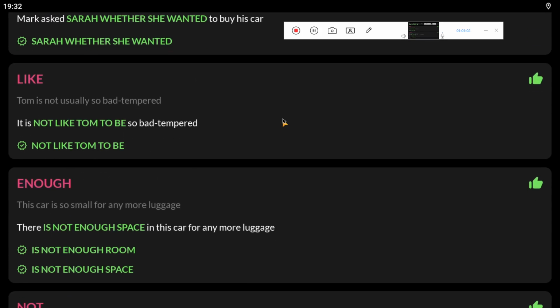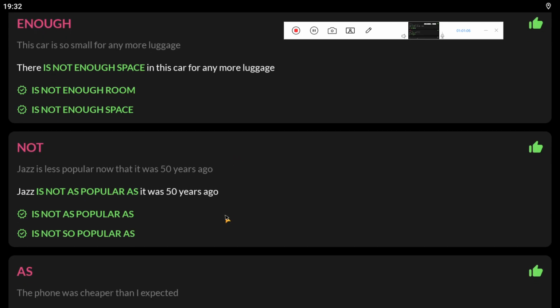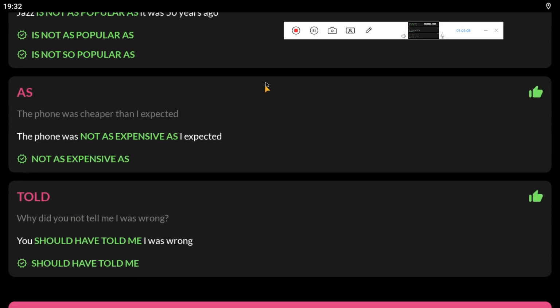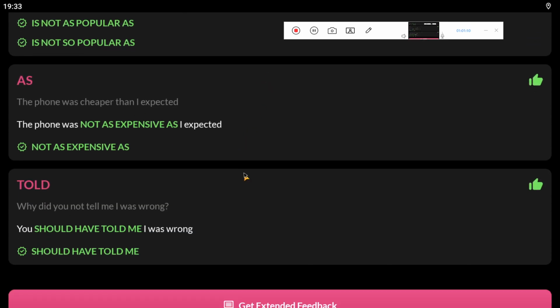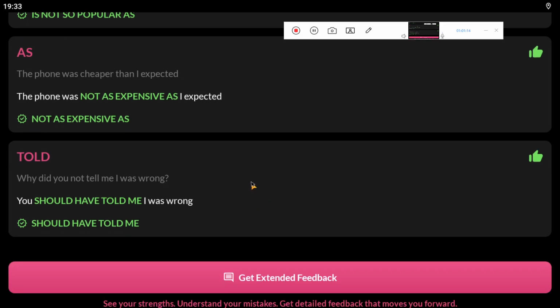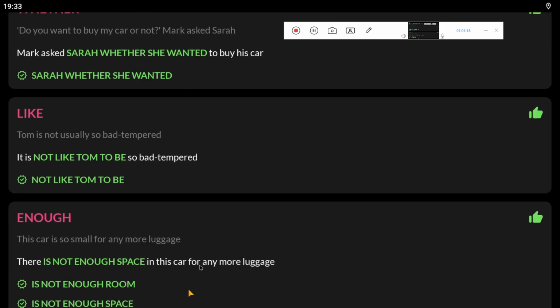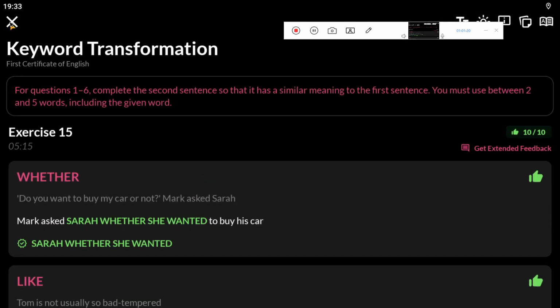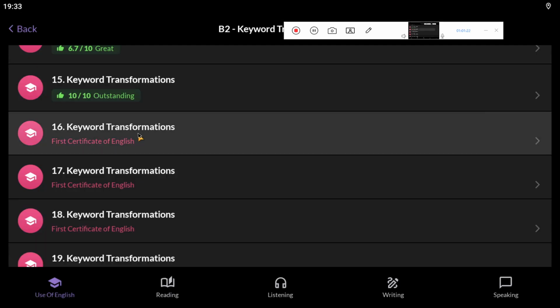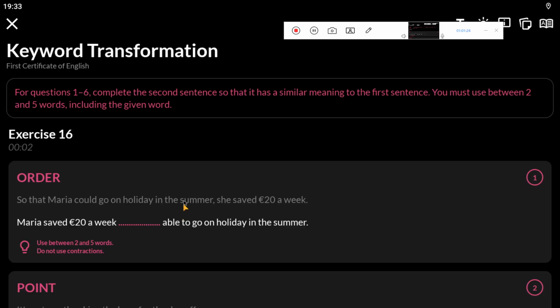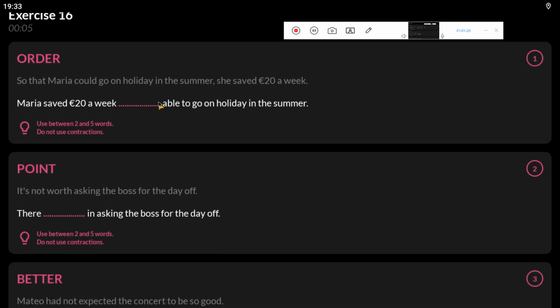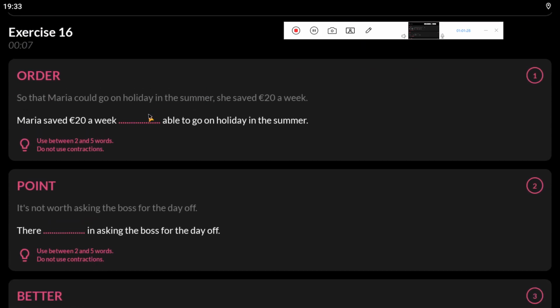So whether you want it, it is not like Tom to be. There is not enough space, just as not as popular as... The phone was not as expensive as I thought it would be, as I expected. And you should have told me I was wrong. Perfect. You are getting the hang of it. You are getting accustomed to this kind of exercise, and I'm glad to.